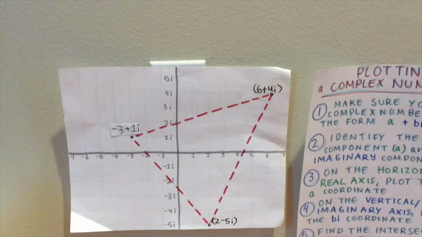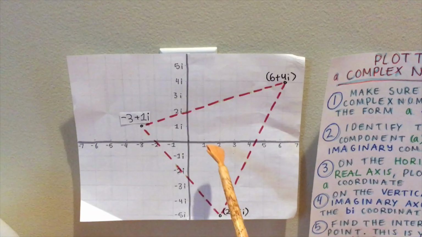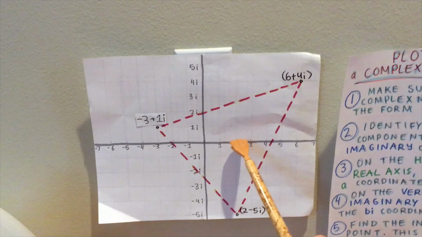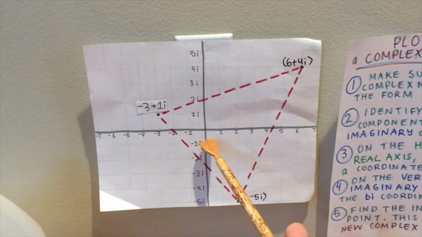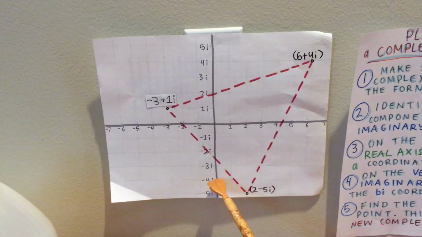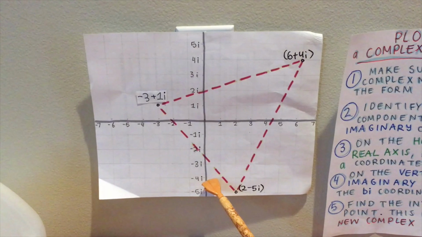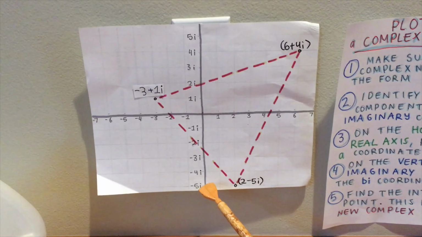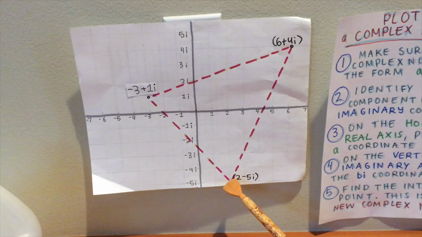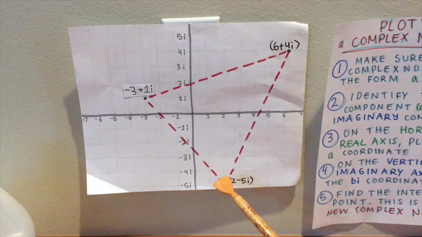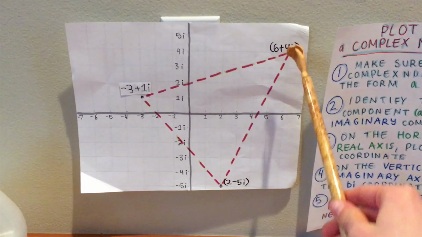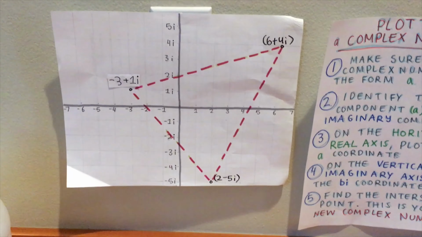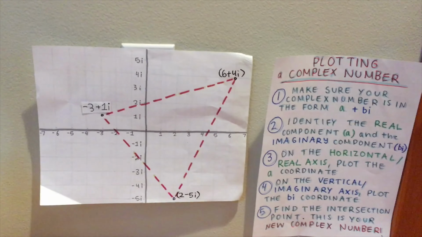So first, on the horizontal or real axis, we will move 2 spaces to the right. Next, on our vertical axis, we will move 1, 2, 3, 4, 5 spaces down to give us -5i. Next, we find the intersection of these 2 points at 2 minus 5i, giving us our new complex number. Now that we have all 3 complex numbers, we can see we have completed a complex triangle.